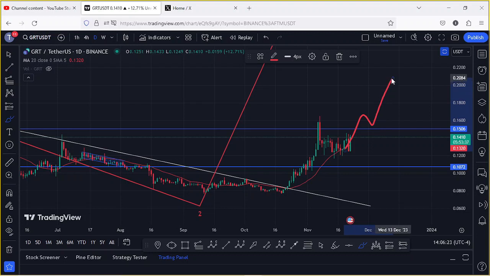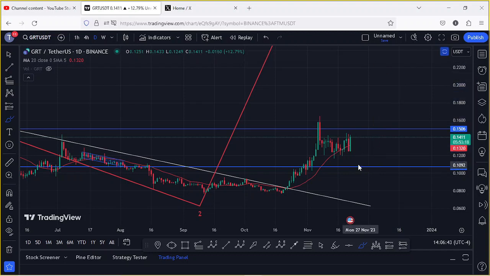then we can easily see GRT get above the $0.2 mark. We are also holding above a significant area of support at around the $0.1072 mark, and as long as that key area of support continues to hold, there are high chances that we are going to continue seeing higher prices here on the GRT chart.